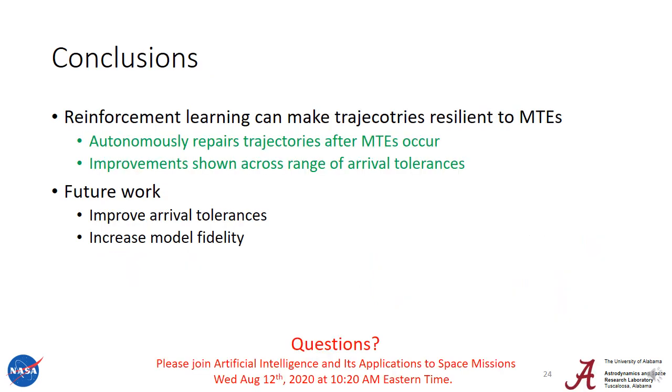In conclusion, we've shown that reinforcement learning can make trajectories more resilient to misthrust events, and that after a misthrust event occurs, the reinforcement learning agents can repair the trajectory. And this is shown at a wide variety of arrival tolerances. In the future, we want to improve these arrival tolerances and tighten them further, as well as increase the model fidelity to include things like the ephemeris positions of Mars and Earth.